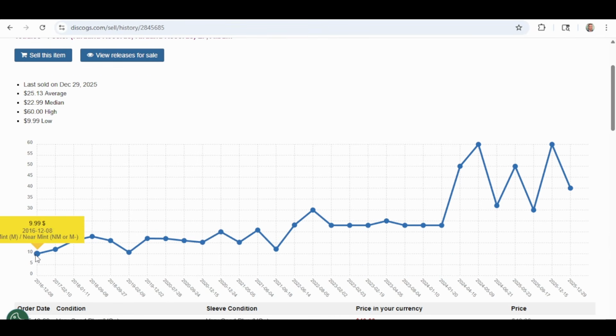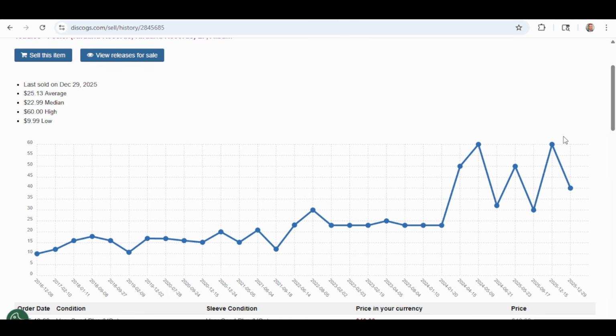So starting back in 2016, it sold for about $10 for a near mint copy. It's probably sealed in 2016. All the way up to this particular copy, which was in 2025. So it was in December, actually. So this is just like a month ago. It sold for $60. So these are your fluctuations in prices over time.